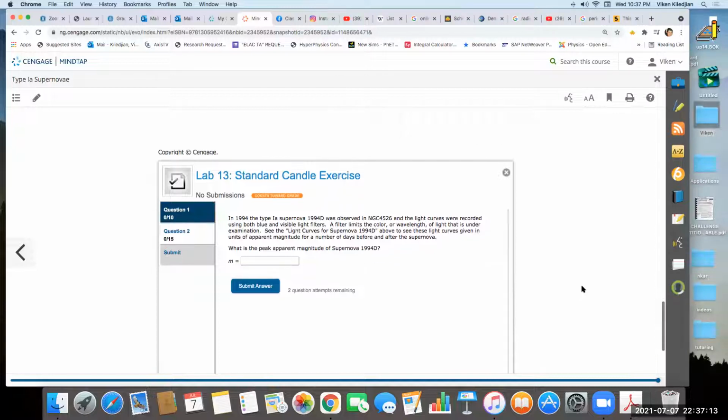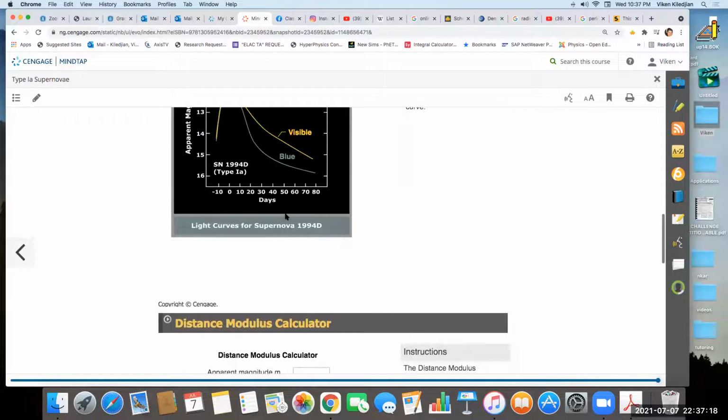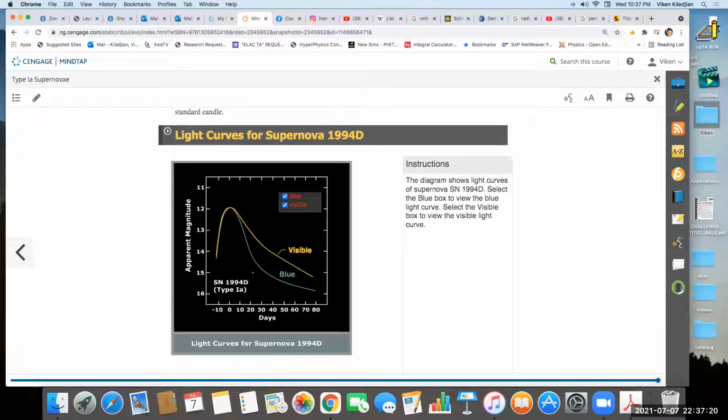Well, that's pretty obvious. Not much math for that. You just take a picture of this, and both in the blue and the visible, the apparent magnitude is 12. That's the peak apparent magnitude at day number 0. And by day number 0, they're measuring it from the brightest peak. So this is -10.